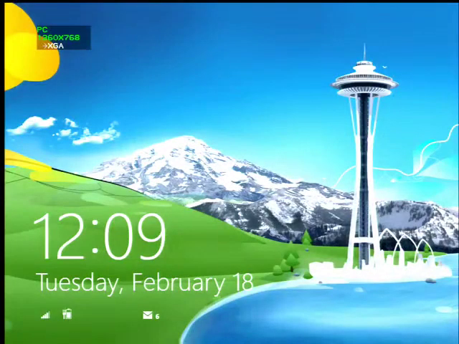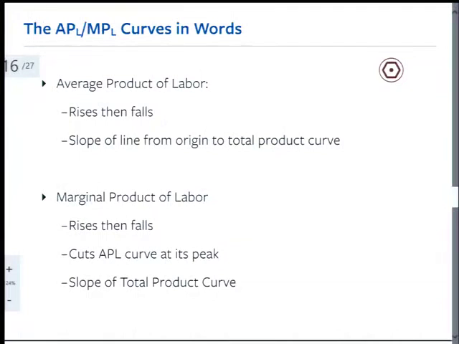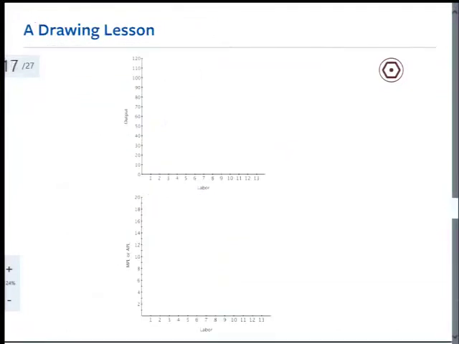So what we're going to do for a second is draw this one more time, slowly but abstractly, without numbers, because we're going to use these curves over and over again in order to figure out what the firm does. So let's draw the total product curve, then figure out the points on the total product curve that matter, and then draw the marginal and average product curves in the bottom graph.